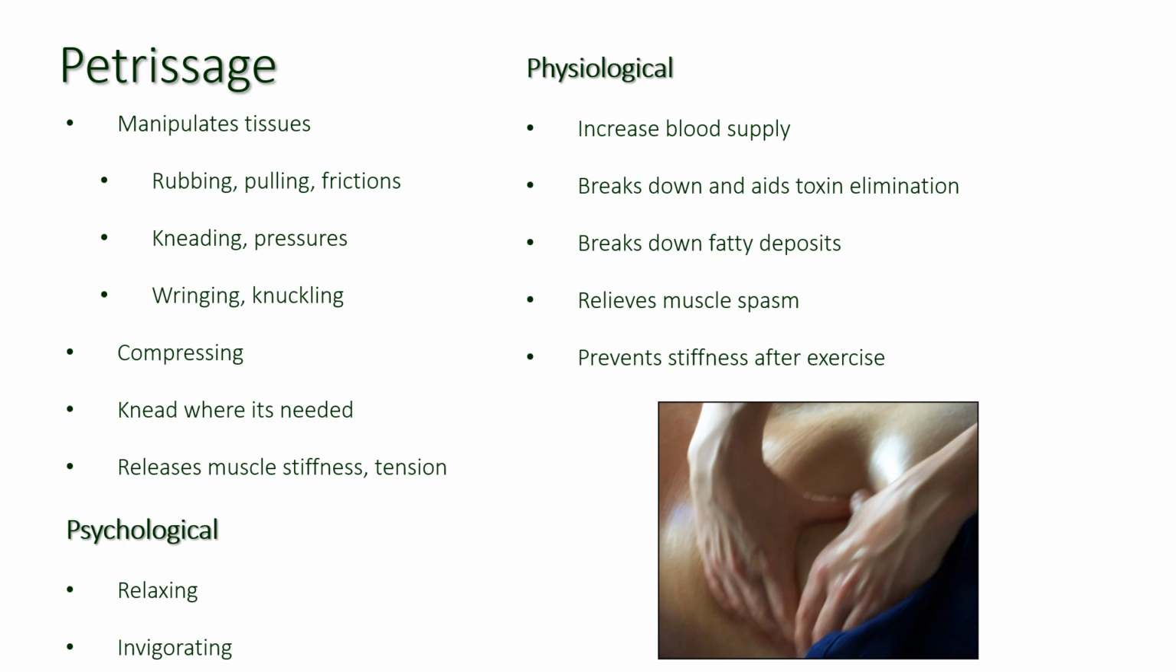So having predominantly used effleurage to relax and give our clients a sense of well-being, we're going to go a bit deeper and we'll manipulate the tissues. And we manipulate them by rubbing, pulling, doing frictions, kneading, pressures, wringing, maybe knuckling in some places, anywhere that we use compression. The rule of thumb generally is we knead where it's needed, and this releases muscle stiffness and tension. And frictions are a natural analgesic, which means that they're a pain reliever and they stimulate the body's natural endorphins.